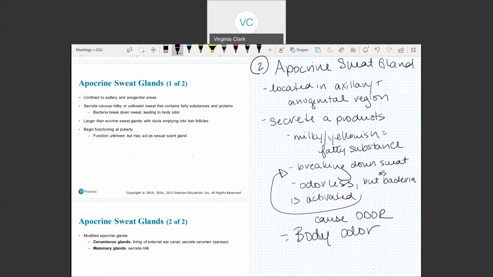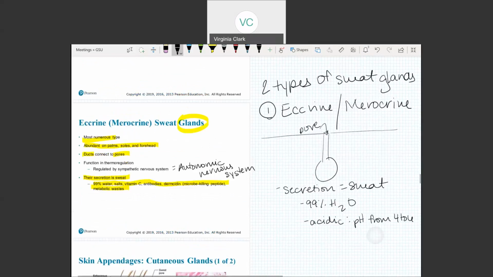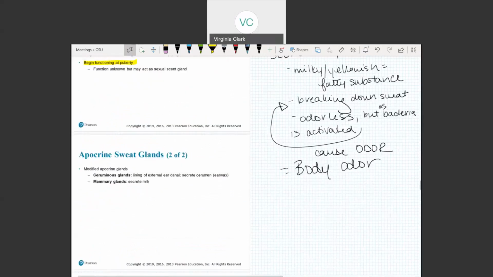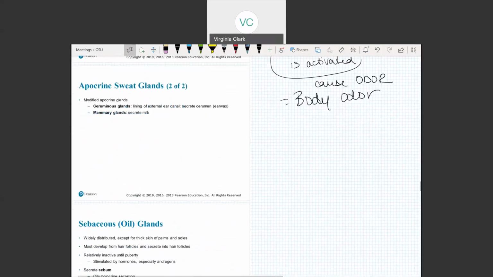So the apocrine sweat glands are usually going to show up and begin functioning at puberty, which is where you're going to have body odor appearing. We don't really know why. It may act as a sexual scent gland as well, but this is going to be functioning more so at a certain point in development, whereas your merocrine or your eccrine glands are going to be happening essentially all throughout the lifespan. So then this is the apocrine, which is going to be the body odor.